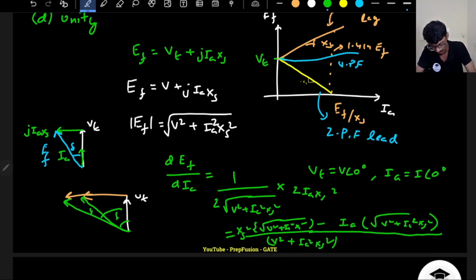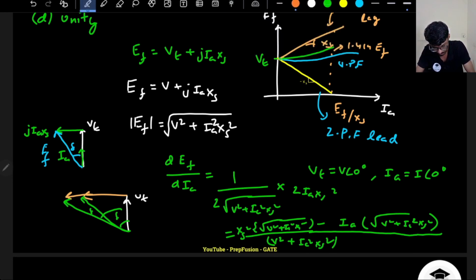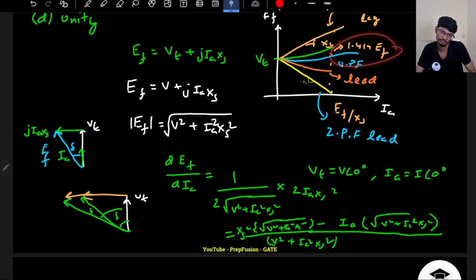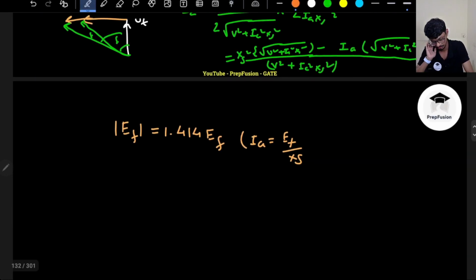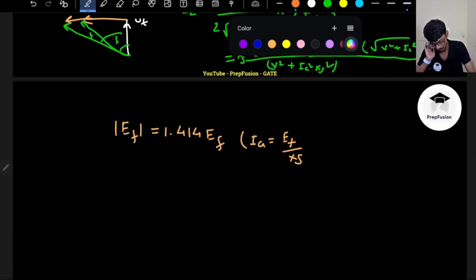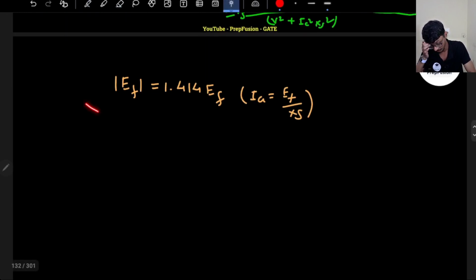Same, right? For lagging, it will be somewhere here. It will follow this. It will try to go to the 0 power factor lagging, and for leading, it will be somewhere around here. For leading, it is here. For lagging, it is here. Okay. So yeah, I hope you have understood this point.